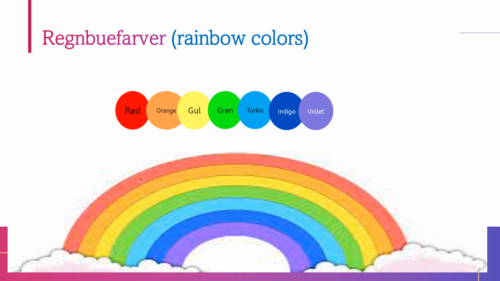Rød, rød. Orange, orange. Gul, gul. Grøn, grøn. Blå, blå. Indigo, indigo. Violet, violet.